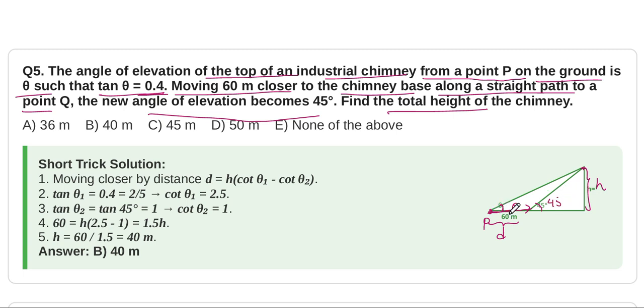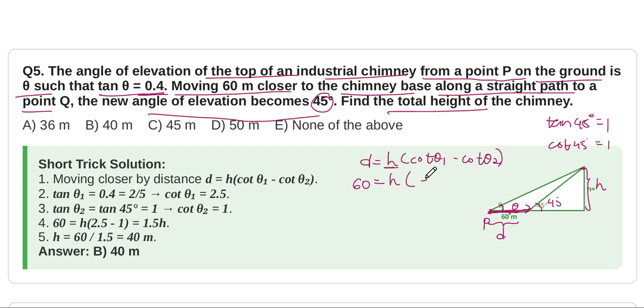We are moving towards the chimney and the distance is given, so we'll use our D formula: D is equal to H bracket cot theta 1 minus cot theta 2, to find the height. Distance is given, the moving distance 60 meters. H we have to calculate. Cot we have to find out. One angle is 45 degrees, so tan 45 is 1. If you take the reciprocal of tan 45, that will be cot 45, and cot 45 is also 1.